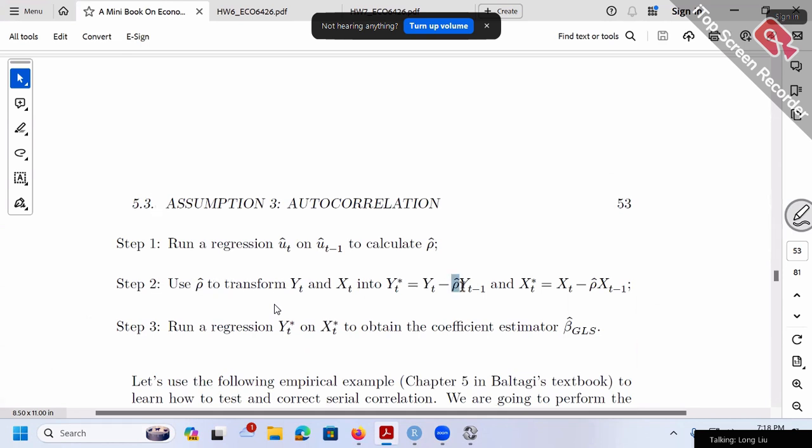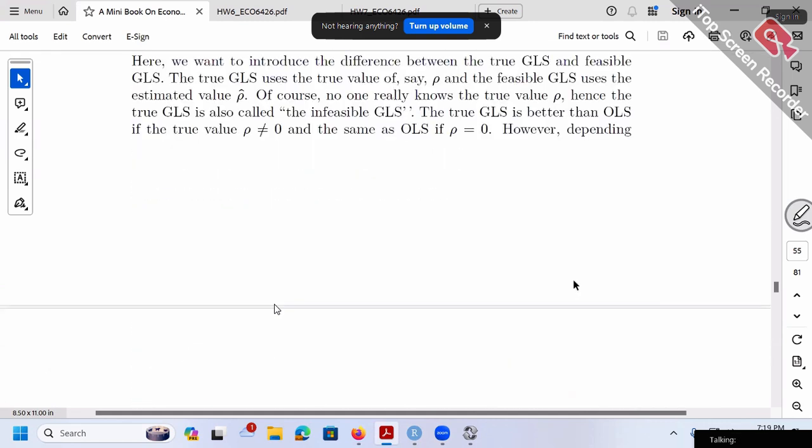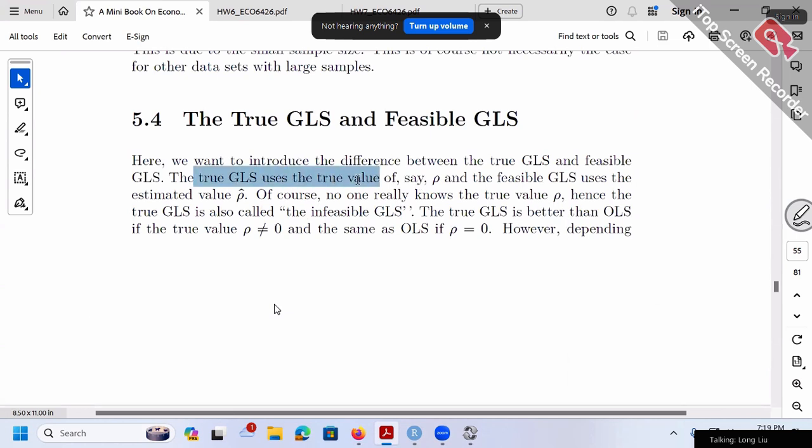In your transformation, if you use the true value rho, then the corresponding GLS will be called the true GLS, right? Again, the true value rho we never know. That's why in practice, we calculate rho hat instead. So if you calculate rho hat, the corresponding GLS is called feasible GLS. The true GLS uses the true value of rho, and the feasible GLS uses a rho hat. That's the terminology.